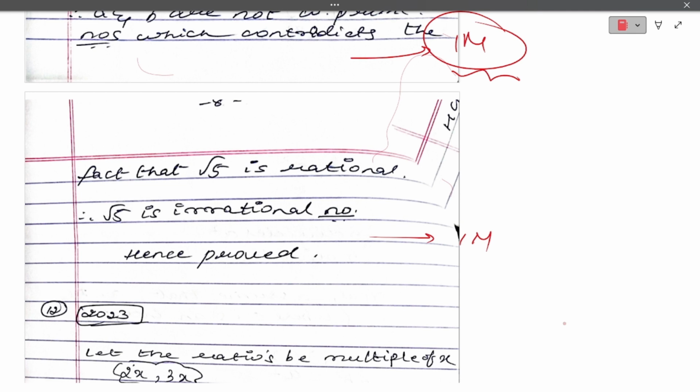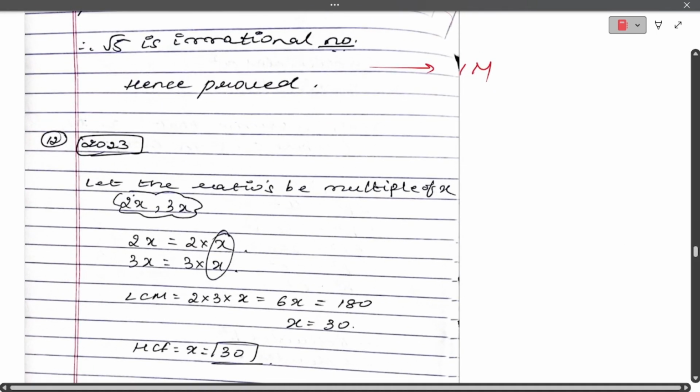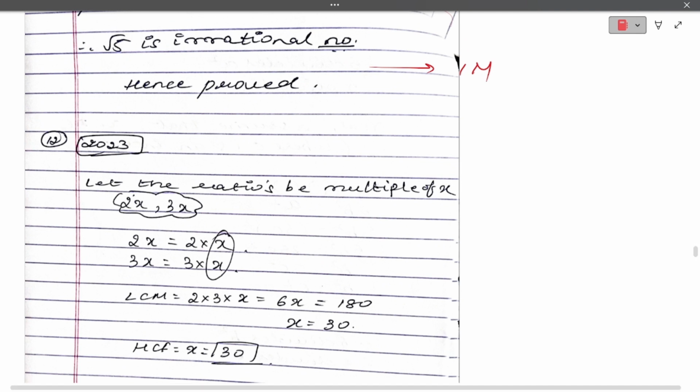Okay. Question number 12. Let me read question number 12. Two numbers are in the ratio 2 is to 3, and their LCM is 180. What is the HCF of these numbers? Okay, they have told us the ratio of the numbers and the LCM. They've asked us to find the HCF.